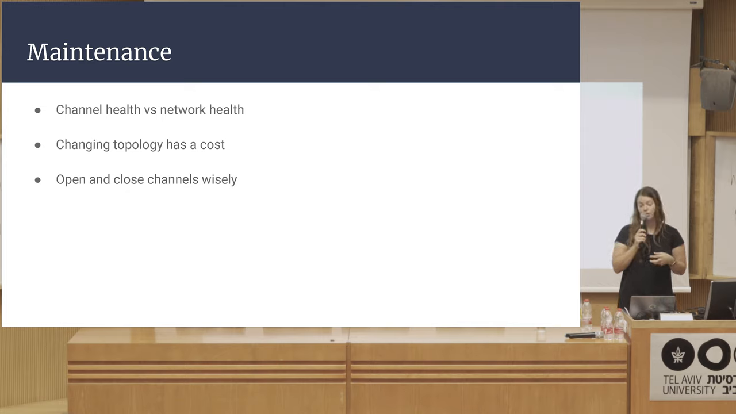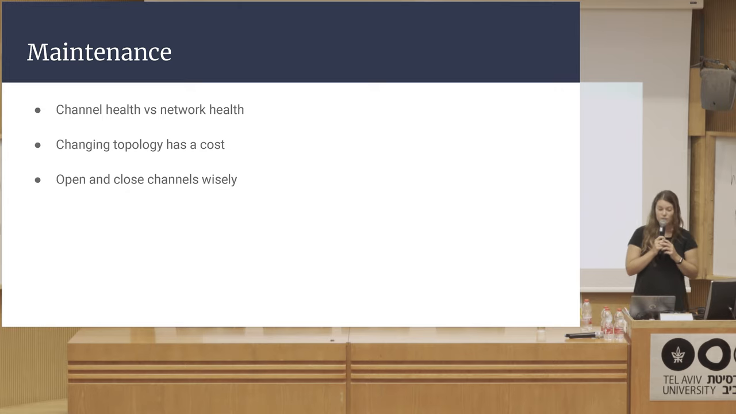Whereas network health is setting up a topology within the network which is conducive to routing, it's resilient to attack, all of these things. So whereas channel health is on the individual level and takes topology as a given, topology health is trying to arrange these channels in a way that makes sense, regardless of how healthy they are.